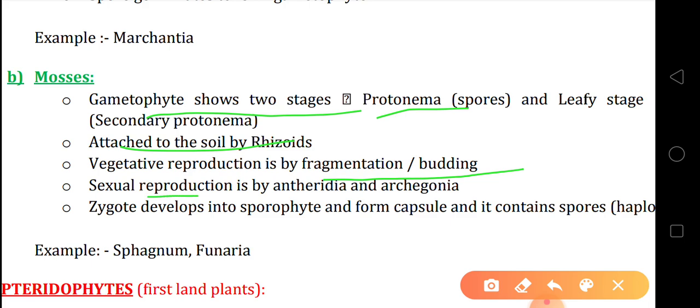Next, sexual reproduction takes place by antheridia and archegonia. Antheridium is the male sex organ and archegonium is the female sex organ. When the gametes fuse together they form a zygote that develops into the sporophyte and forms a capsule, and it contains spores. Examples of the mosses are Sphagnum and Funaria. Okay children, I hope you have learned properly.